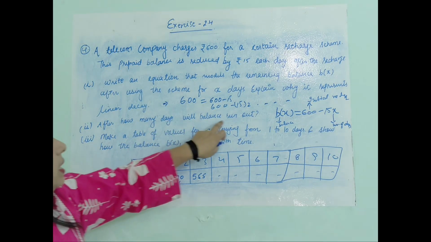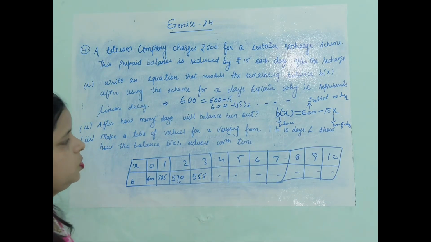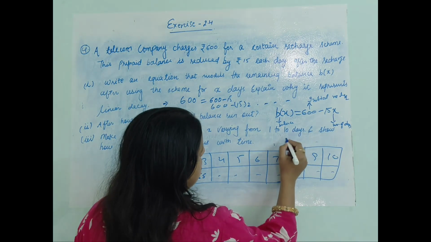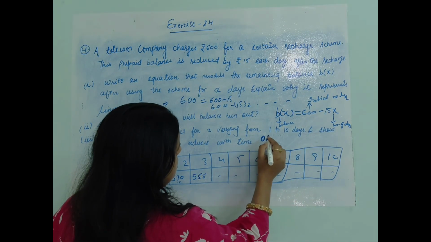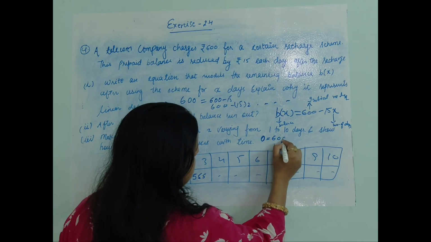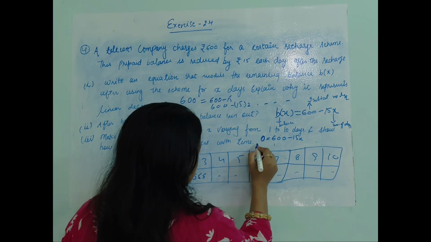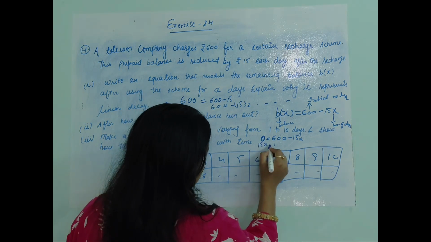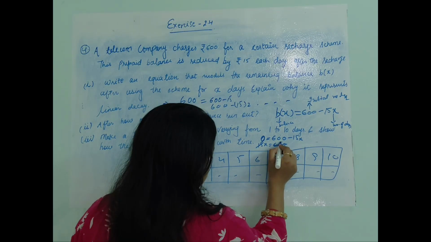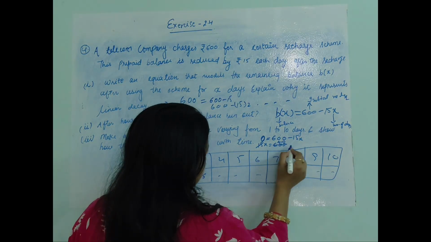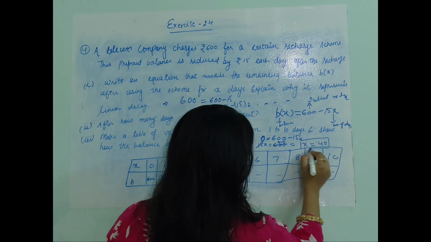After how many days will the balance run out? After how many days will this balance be 0? So you can do one thing, balance equals 0. If we say balance equals 0 equals 600 minus 15x, 15x goes to the other side, so 15x equals 600, and then 600 divided by 15 is 40. That means after 40 days this balance will be 0.